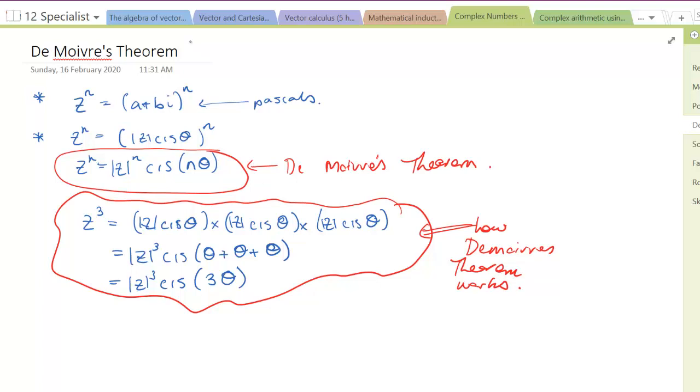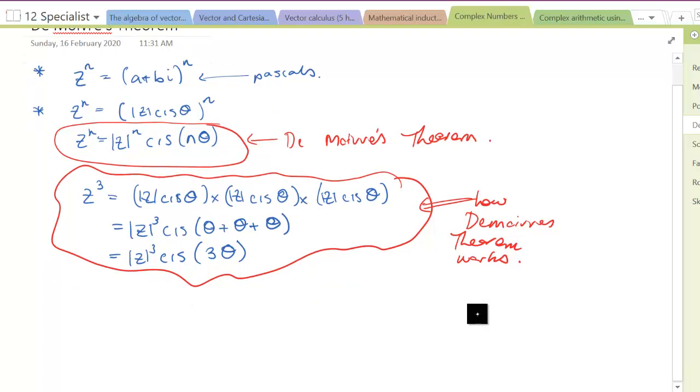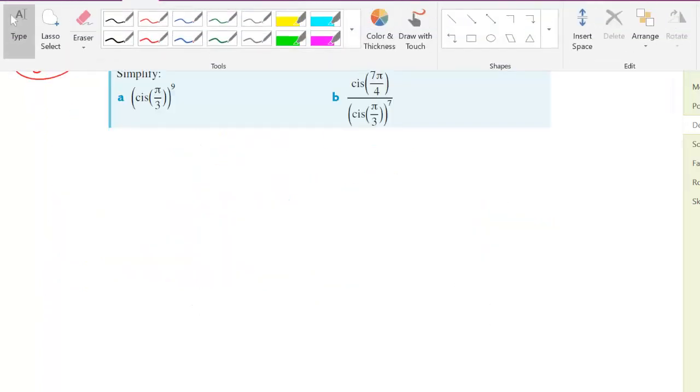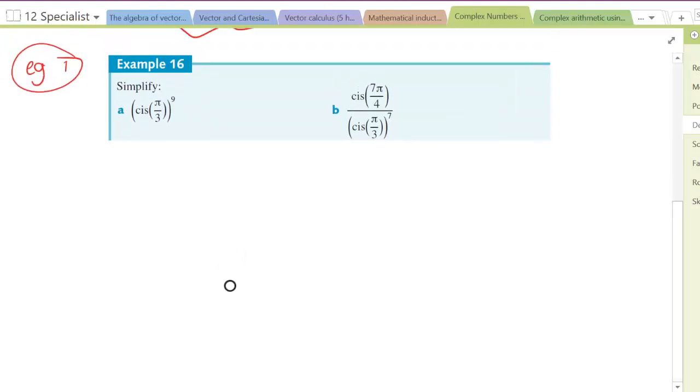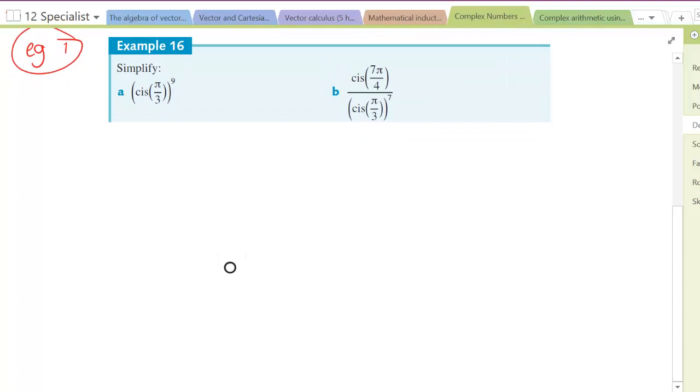So really, we're going to look at a couple of examples here, and that will be the lesson. If you look at the following example, it's already in trigonometric form. Doing this in component form would be very difficult, raising to the power of 9, and same with power of 7 and that division. So what we'll look at here is how simple this is.